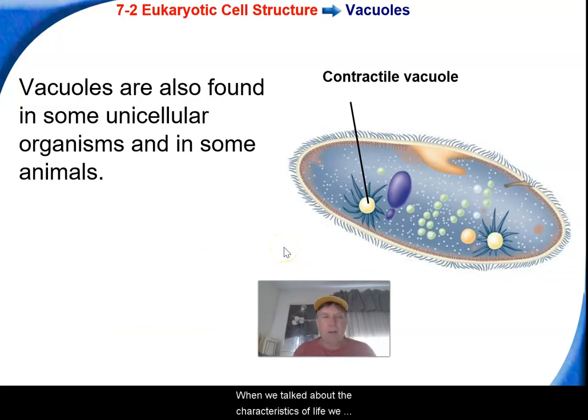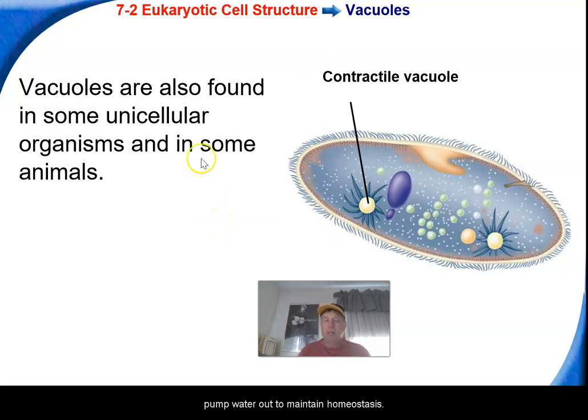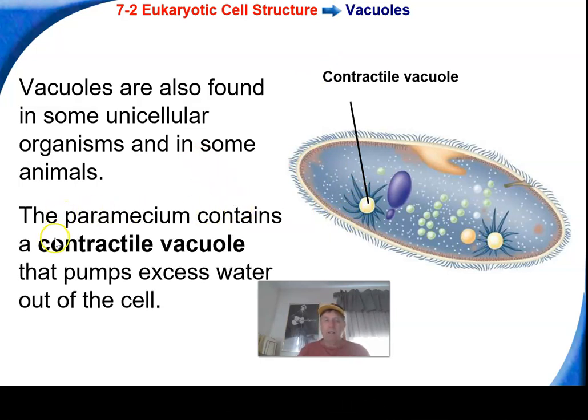When we talked about the characteristics of life, we talked about homeostasis, maintaining the balance of your internal environment. Well, humans keep our body temperature at 98.6, so we try to stay warm when it's cold and try to cool down when it's hot. In this case, this paramecium has too much water getting in, so it uses this vacuole to pump water out to maintain homeostasis. So the paramecium contains a contracting vacuole that pumps out excess water.